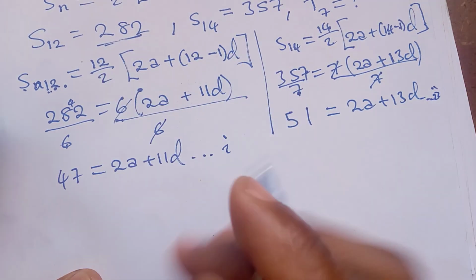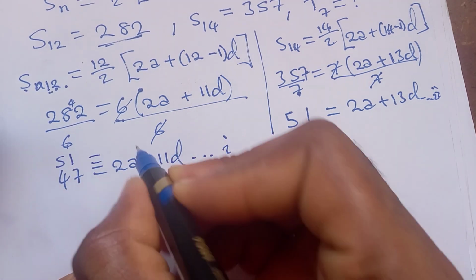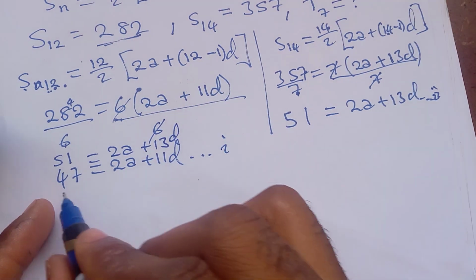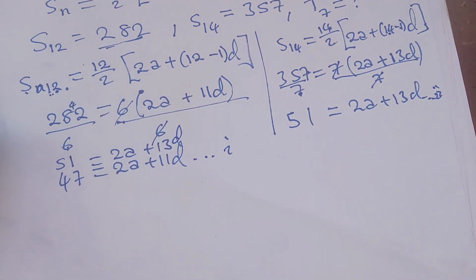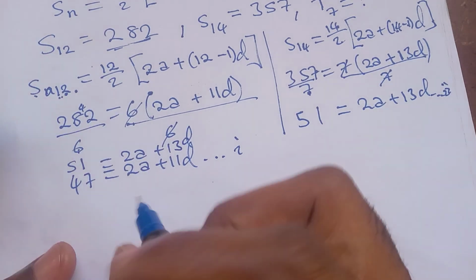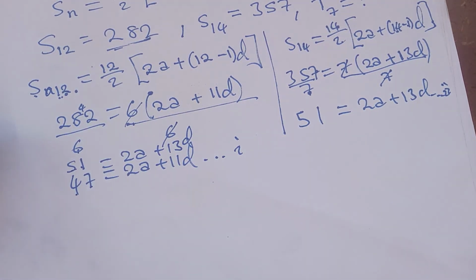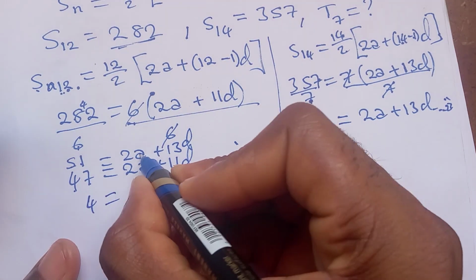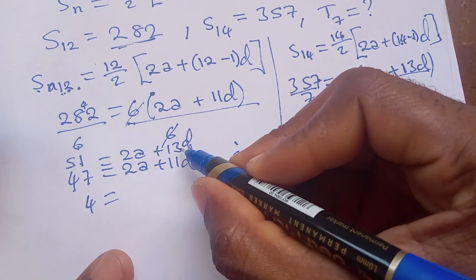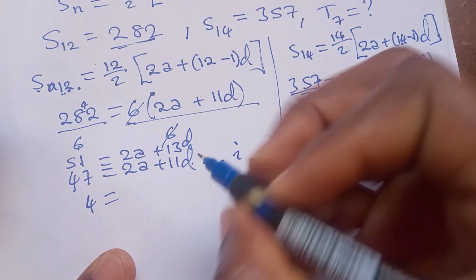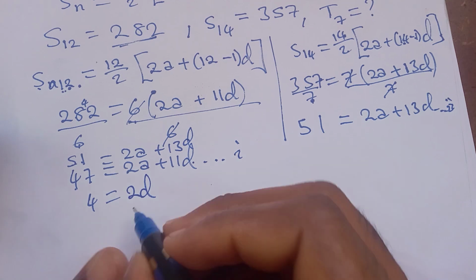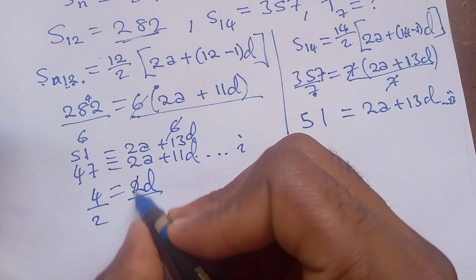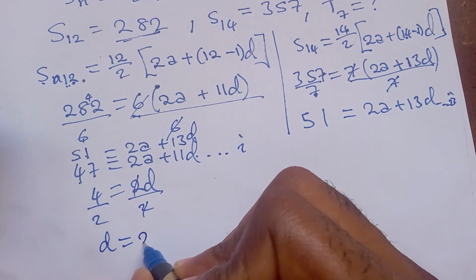I want to put this one on top so that I avoid negative numbers. It really doesn't matter where you put it. You can put it here and subtract, and deal with the negative numbers. It's okay. So now 51 minus 47 would be a 4. Then this minus this is 0. And then 13d minus 11d, this would be 2d. So to solve for d, you simply divide both sides by 2. And then your d will be equal to 2.